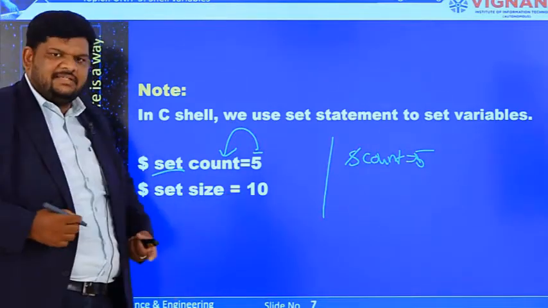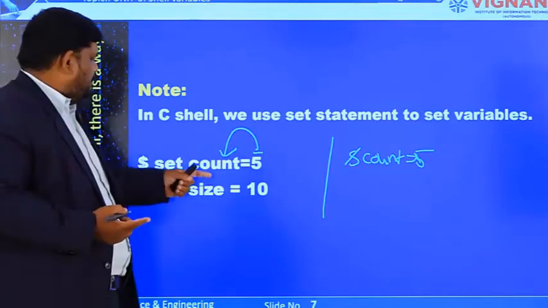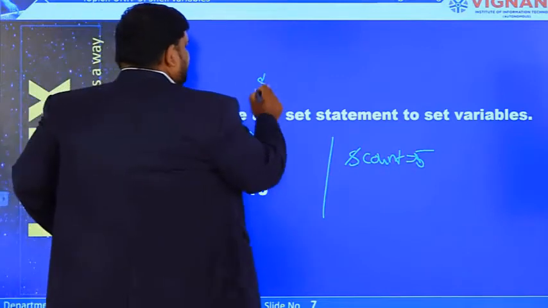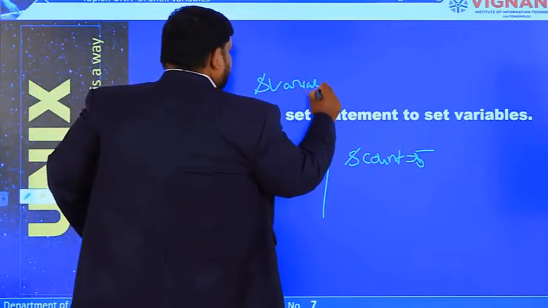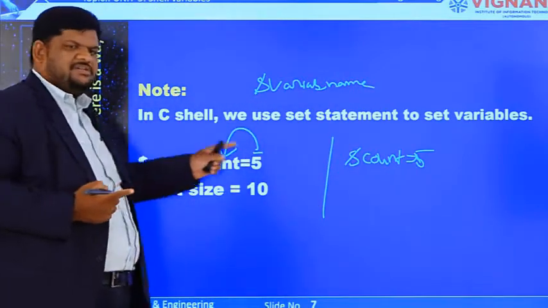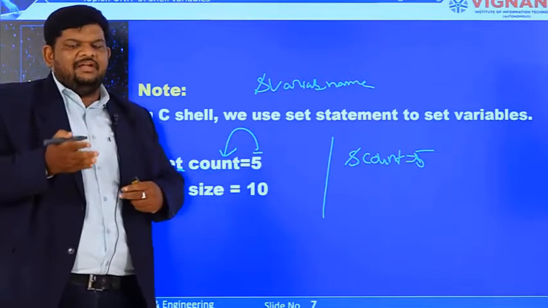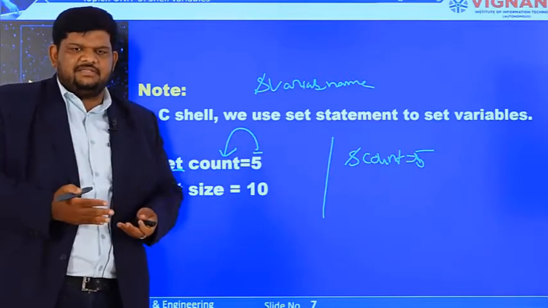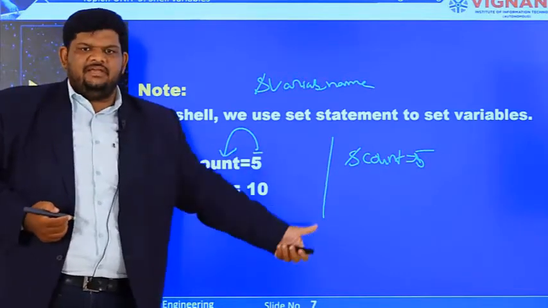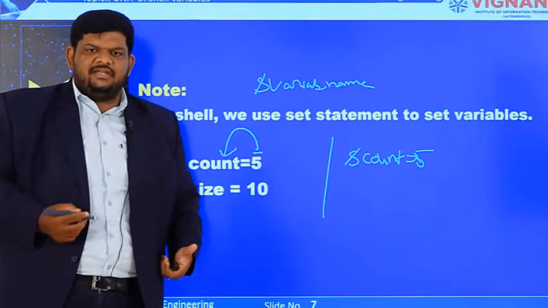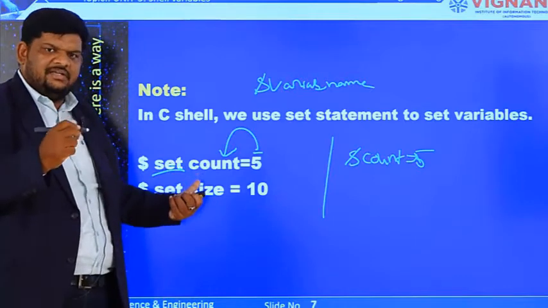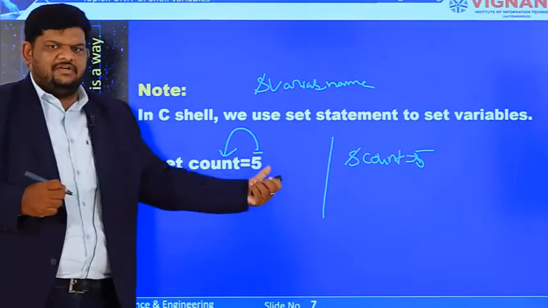While coming to accessing the value present in the variable, Bourne shell and C shell are the same: dollar sign and variable name. The same syntax is followed in both shells. Only in defining the variable is there a little difference. In C shell we have to write the set command, whereas in Bourne shell we can write directly the variable name is equal to value. But in C shell we write set space variable name is equal to value.